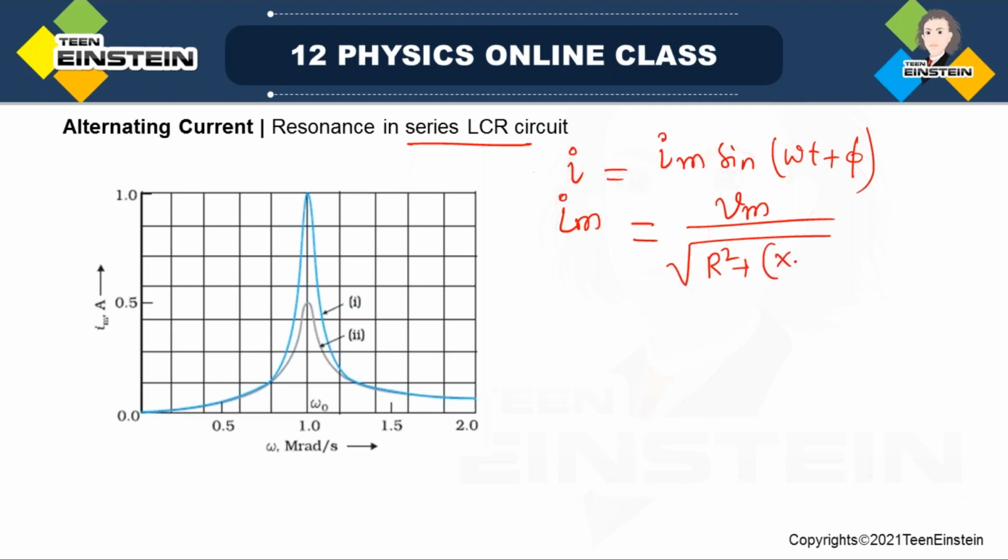And we know what XL and XC are. XL is omega into L, and XC is 1 by omega C. This is inductive reactance, and this is capacitive reactance. This we had already discussed in the earlier class.